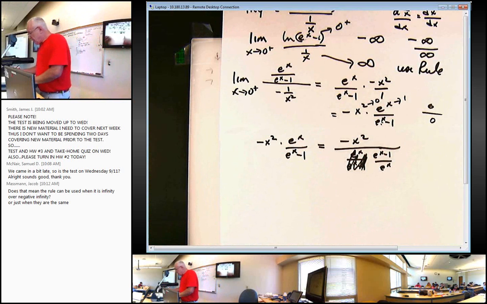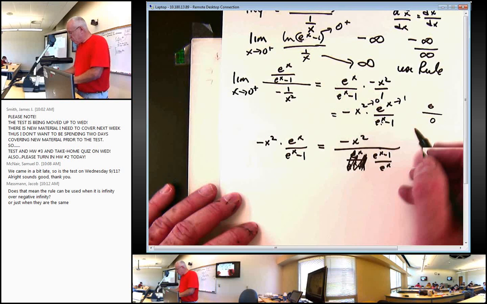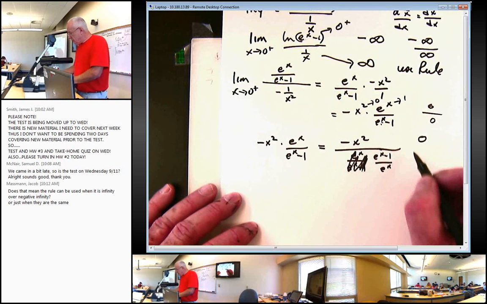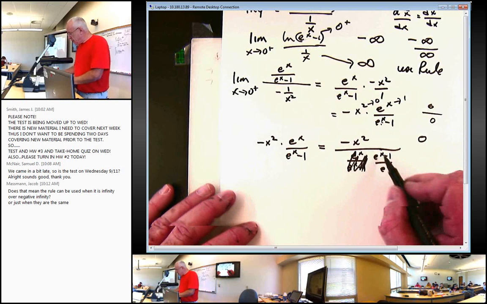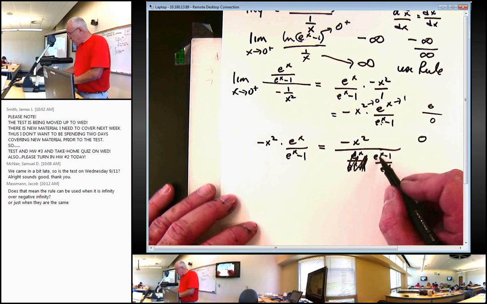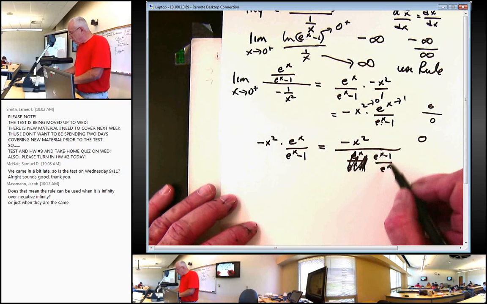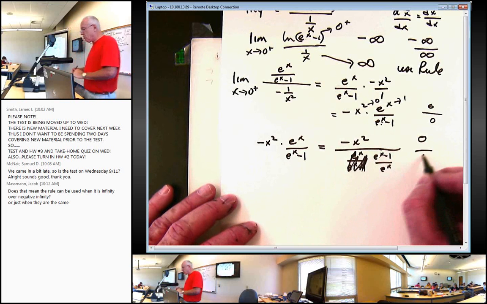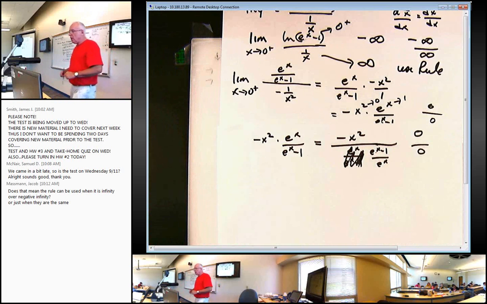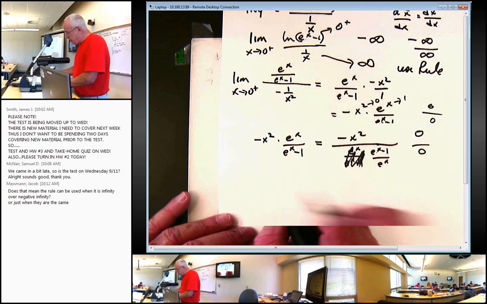Now, I still have to use L'Hopital's rule. This gives me a 0. This also gives me 1 minus 1 is 0. 0 over 1 is 0. This is still a 0 over 0 case. But this turns out nicer.